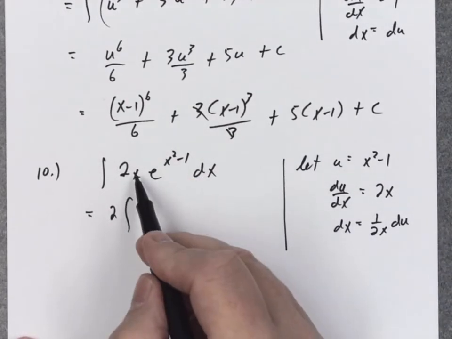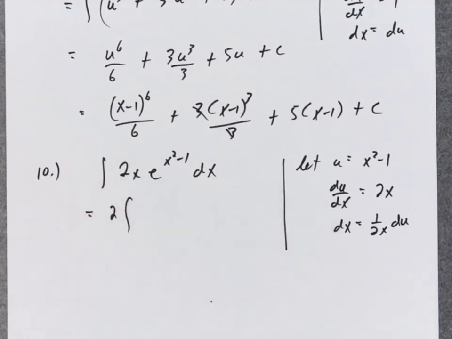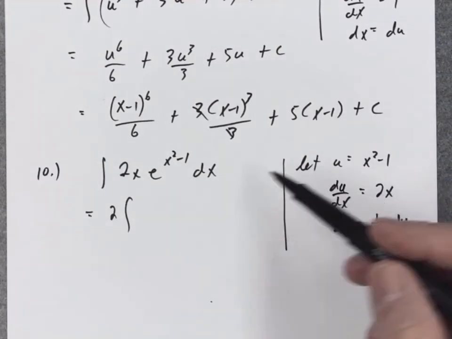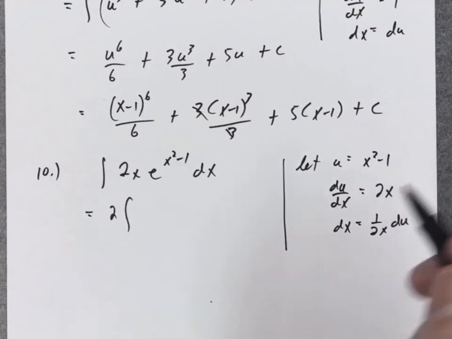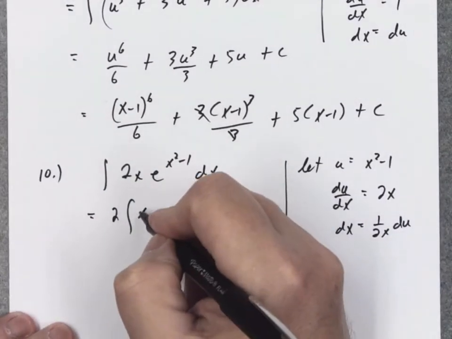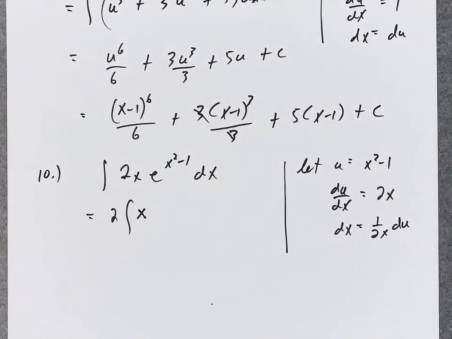Now here's a problem, because the first thing I have here is an x. So I somehow want to rewrite that with a u. But I look over here, my u is x squared minus 1. I don't know what to do with this x. Here's what you do. In this case, for now, you leave the x. And then we cross our fingers and hope somehow the x takes care of itself.